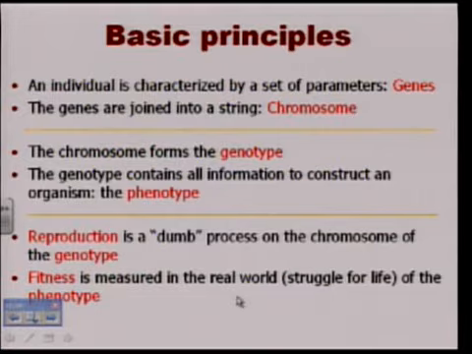And sometimes people say this chromosome can form the genotype. And then genotype contains all the information to construct some organism. And these are like a biological analogy of how we try to produce the populations when we handle this optimization problem.